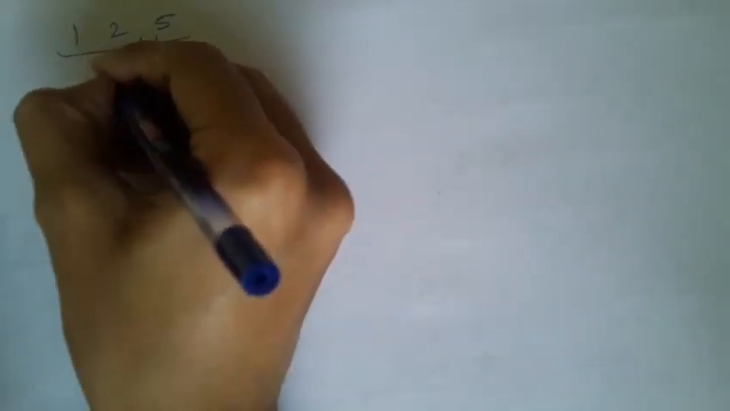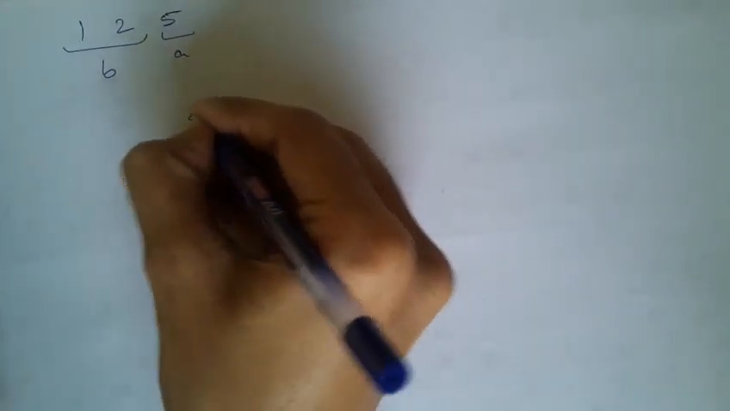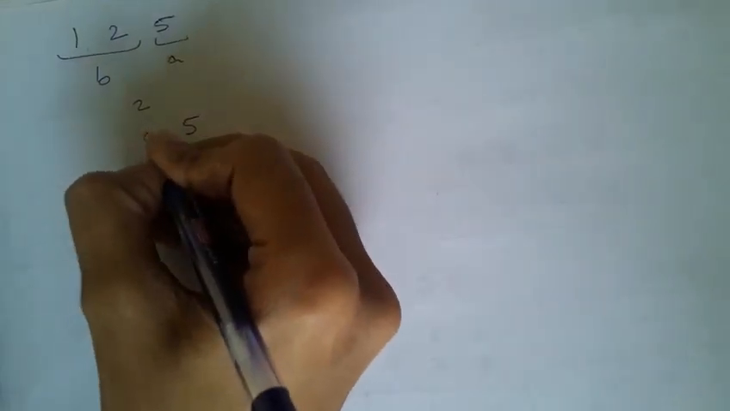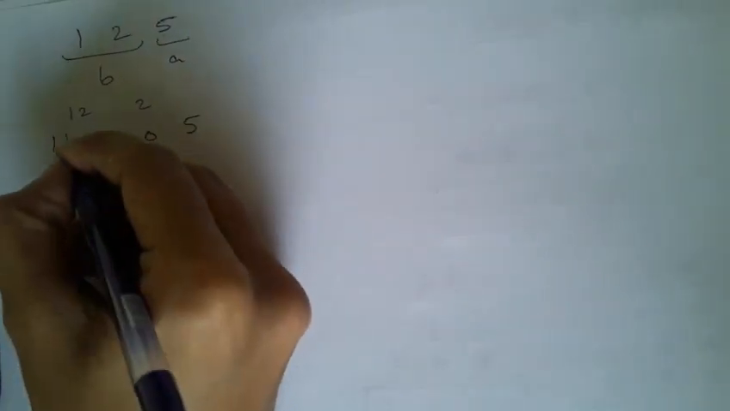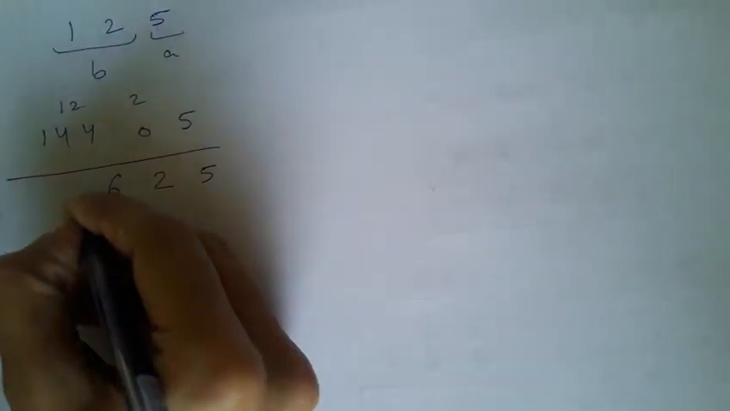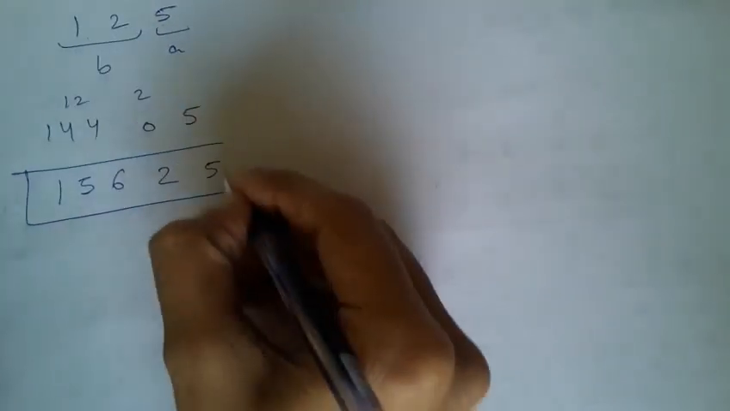The next example is 125. It will be broken into two parts, a and b. The square of 5 is 25, 2 will be carried. 12 into 5 is 60, into 2 is 120, 0, 12 will be carried. The square of 12 is 144. Then we will add it. 5, 2, 6, 5 and 1. 15625 is the square of 125.